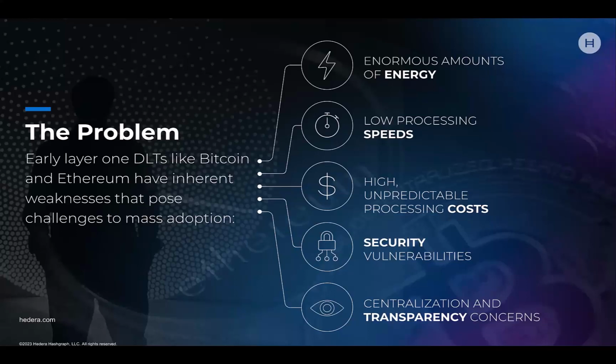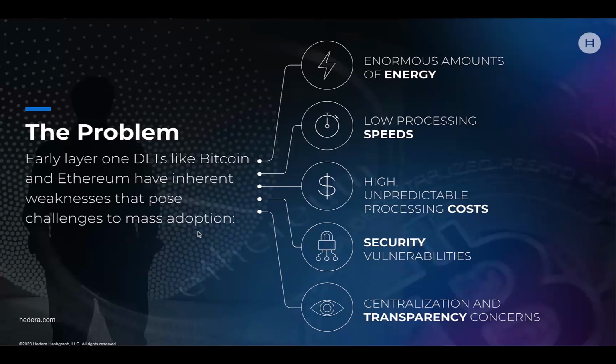There's unpredictable costs because of variation in the gas fees. There's security issues for proof of stake blockchains. And then there's the centralization issues, because you have a trade-off between security, decentralization, and throughput. So that's called the blockchain trilemma.